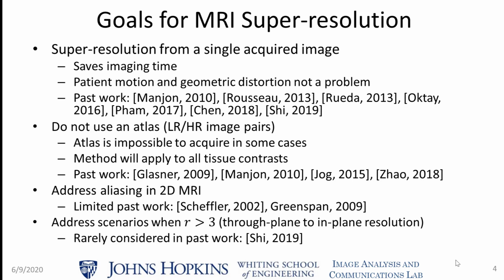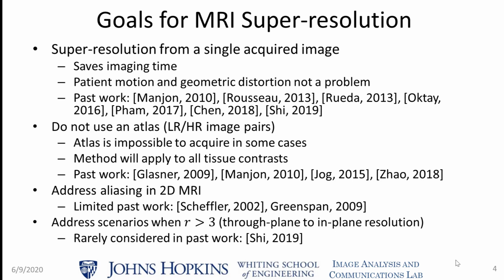So there's a lot of past work in this area, most of them involving atlases. Now, we would like to not use an atlas. And what is an atlas? That's low resolution and high resolution image pairs, or potentially just examples of high resolution images. And the reason we want to avoid it is because atlases are sometimes impossible to acquire. In MRI, very, very high resolution data takes a very, very long time to acquire. And in many cases, it's acquired with low signal to noise ratio, which is not an appropriate target.